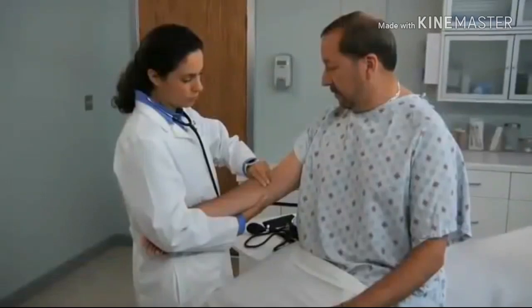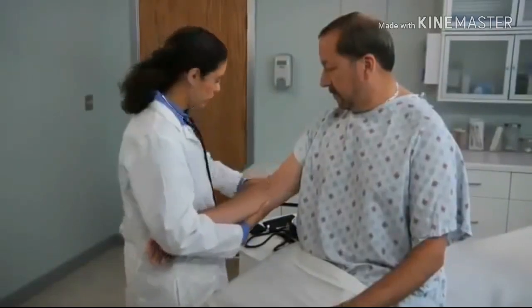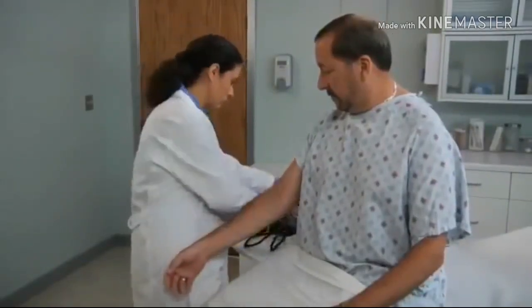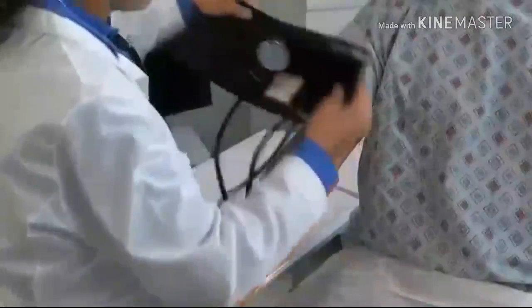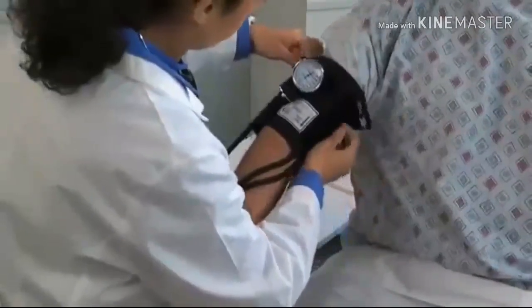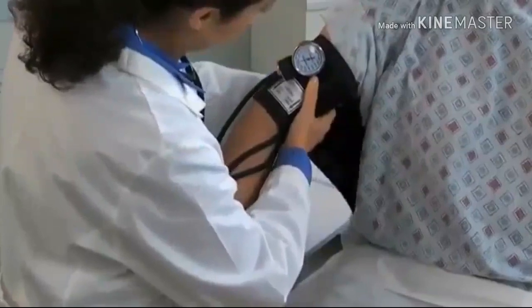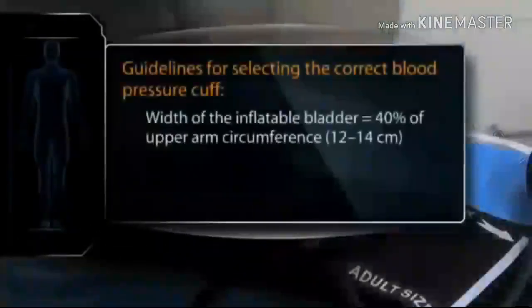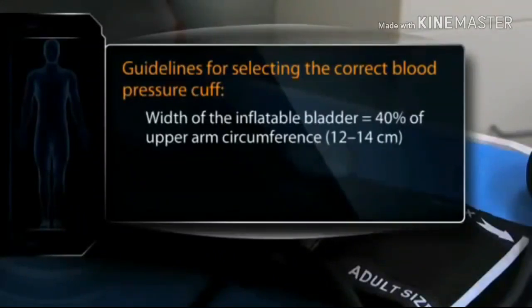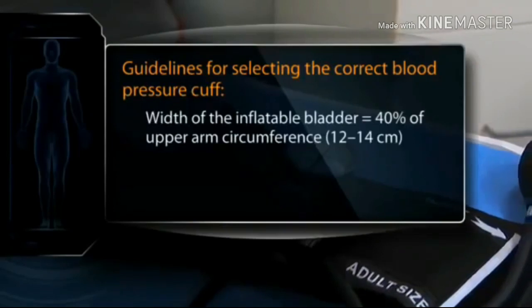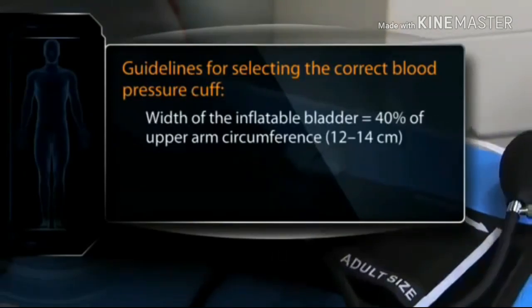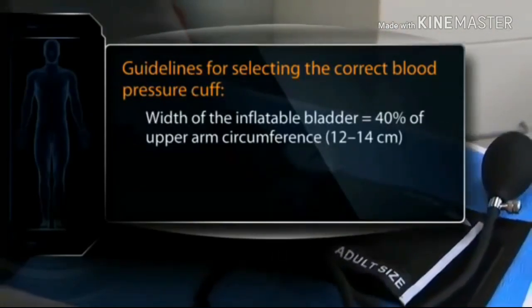To measure blood pressure accurately, you must choose a cuff of appropriate size. Cuffs that are too wide or too narrow may give false readings. Here are some guidelines to help you select the correct blood pressure cuff. The width of the inflatable bladder of the cuff should be about 40% of upper arm circumference, which is about 12 to 14 centimeters in the average adult.